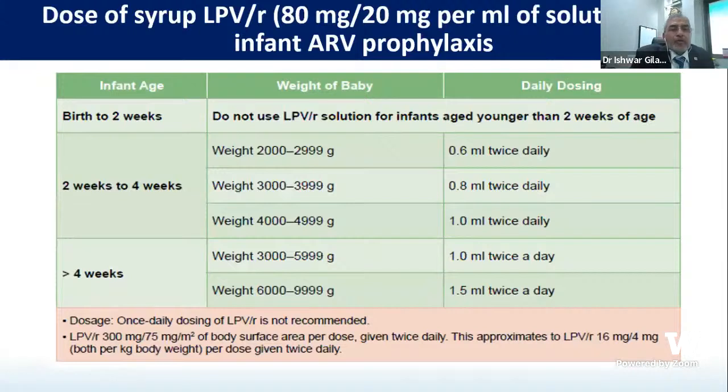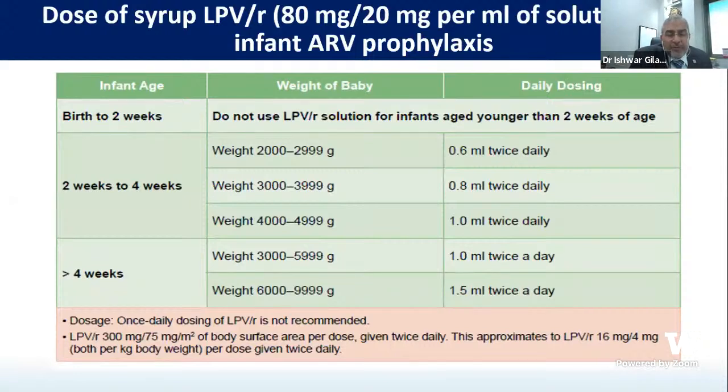Next slide, please. Okay. So the dose of syrup lopinavir-ritonavir is 80 milligram lopinavir and 20 milligram ritonavir for infant ARV prophylaxis. For infant age birth to 2 weeks, do not use. For 2 weeks to 4 weeks, depending on the weight: 2 to 3 kg, 0.6 ml; 3 to 4 kg, 0.8 ml; and 4 to 5 kg, 1 ml twice daily. More than 4 weeks, it is again weight dependent. If it is 3 to 5 kg, 1 ml twice daily. If it is more than 6 kg, 1.5 ml twice daily. So once daily dosage of lopinavir is not recommended.